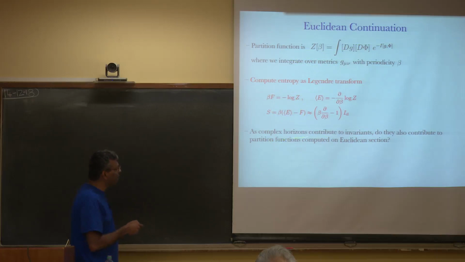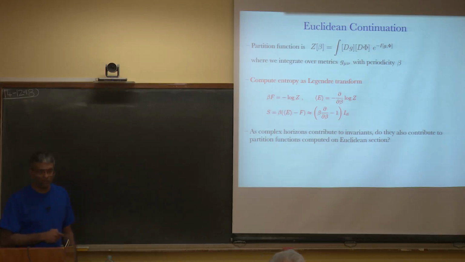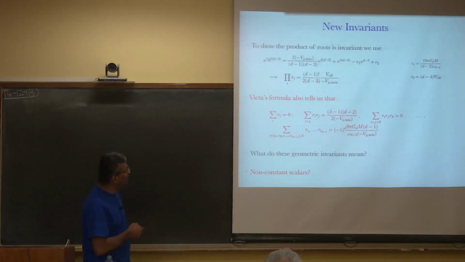So we've noticed that complex horizons contribute to invariants. What do they mean in terms of this kind of story? I don't have an answer, but I think it's a good question to explore to figure out the meaning of the complex horizons, maybe by studying this kind of thing.